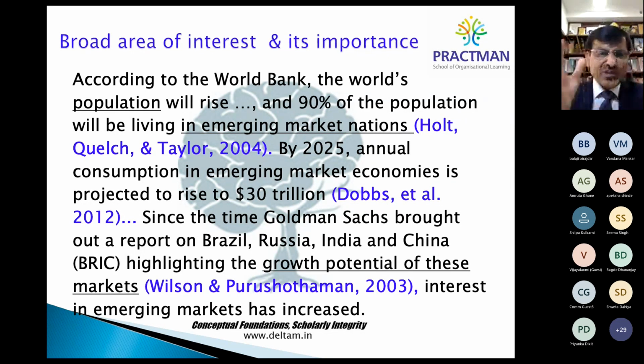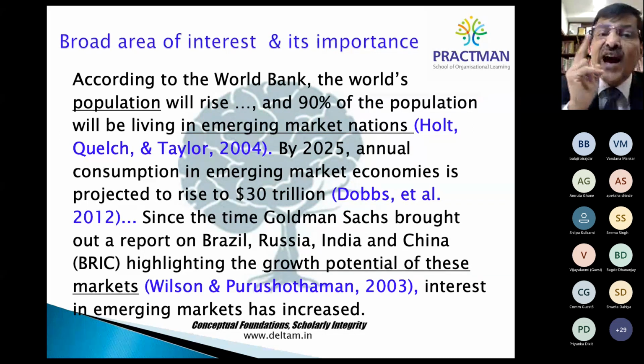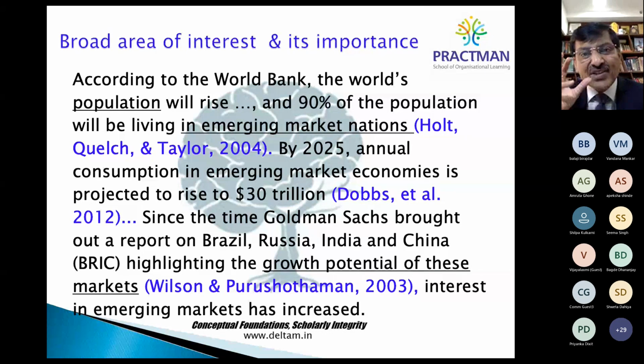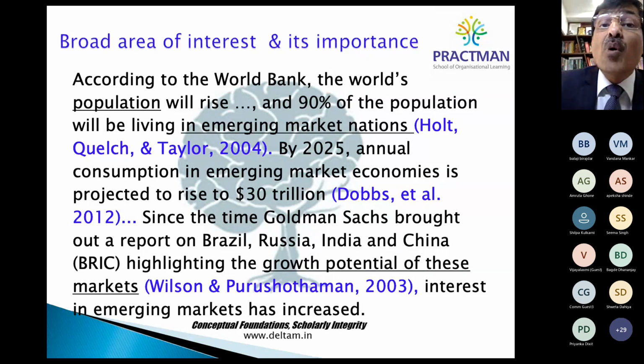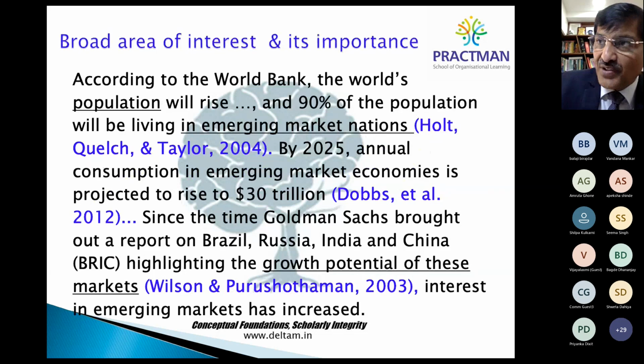So in the first few paragraphs of our paper, this is what we had written: that according to the World Bank, the world's population will rise and all that, and 90% of the population will be living in emerging market nations. What I have shown in blue color here are the references. So based on these works of some other scholars, we are trying to establish that this topic, marketing strategy in emerging markets, is an important topic. So first identify the broad area of interest, and in that establish the importance.